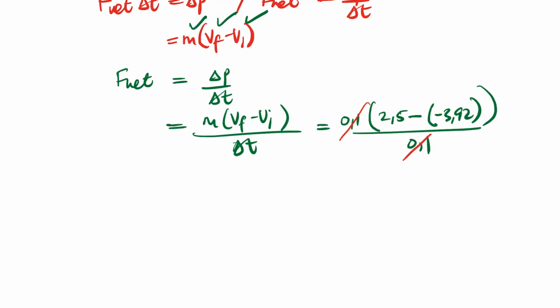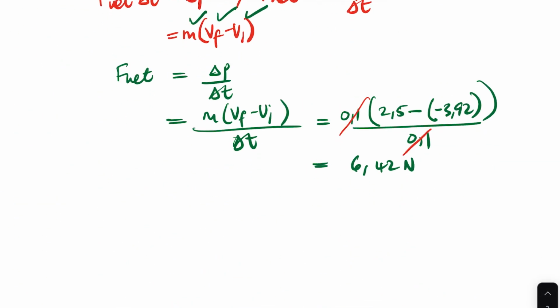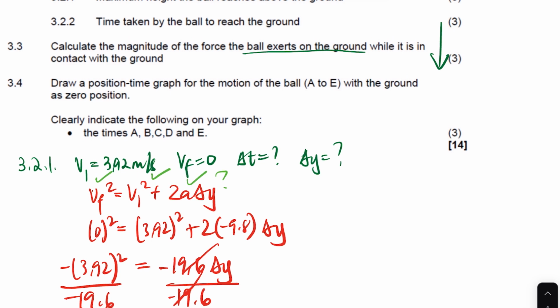So our net force there is 6.42 newtons. That's the force that the ball exerts on the ground and the force that the ground exerts on the ball. Remember, that's Newton's third law. The ball exerts the force on the ground, so it's positive because we chose down as positive. Now let's go to 3.4, the last question.